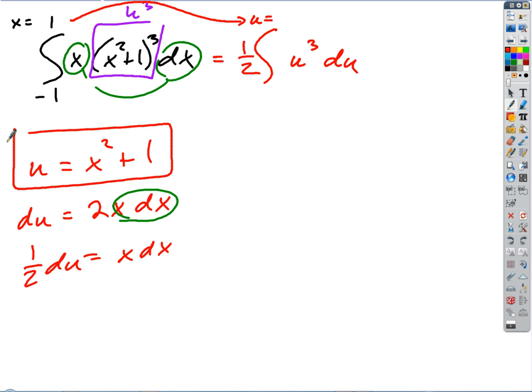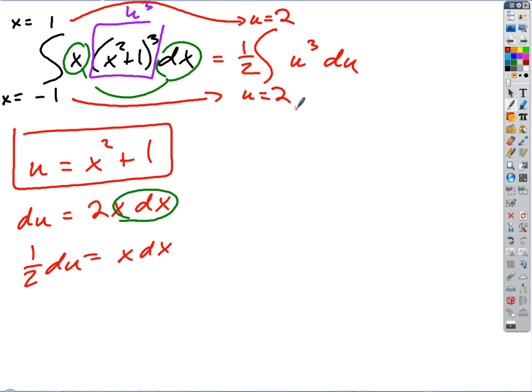So when x is 1, what would u be? Yeah, 1 squared plus 1 would be 2, wouldn't it? So the upper limit becomes u equals 2. Okay, what about the lower limit? Well, when x is negative 1, u becomes 2.